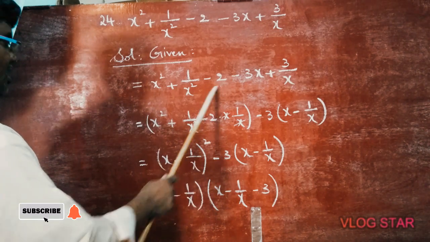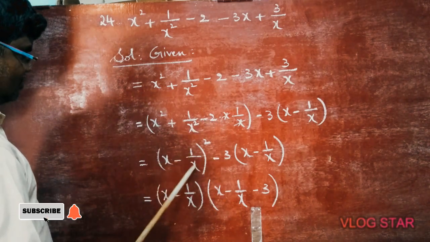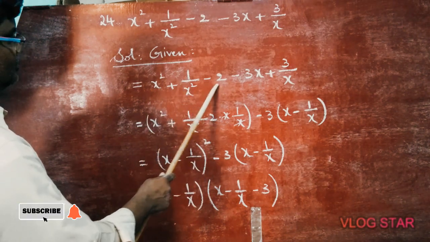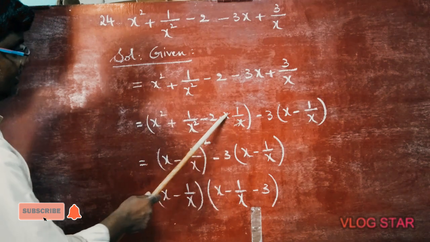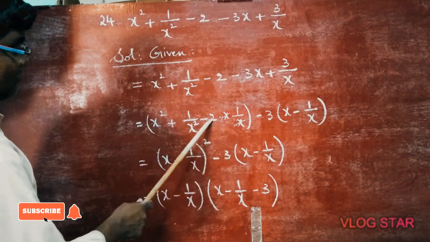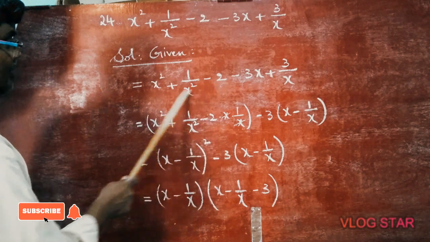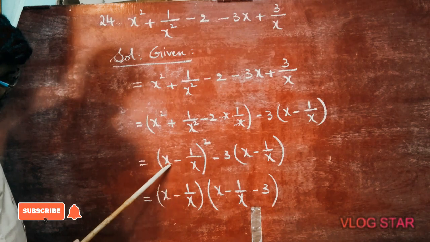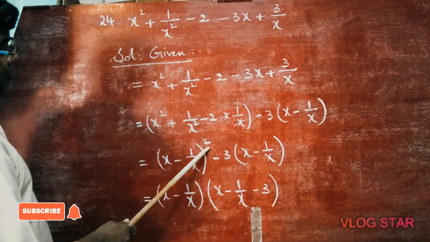We have learned the formula: x minus 1 by x whole square is x square plus 1 by x square minus 2. So for you to explain, I have written here ab. a is x and b is 1 by x. x cancels and only minus 2 is left. So whenever you see this one, you should get this formula in mind. What is that? x minus 1 by x whole square.